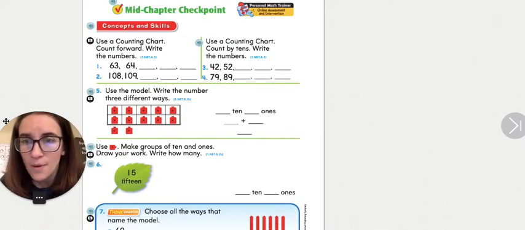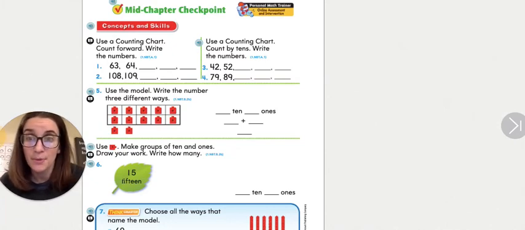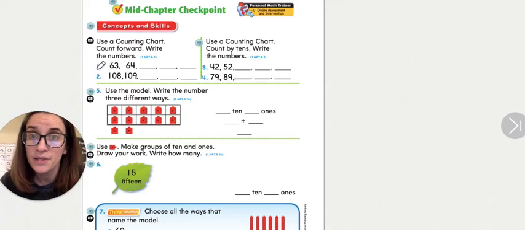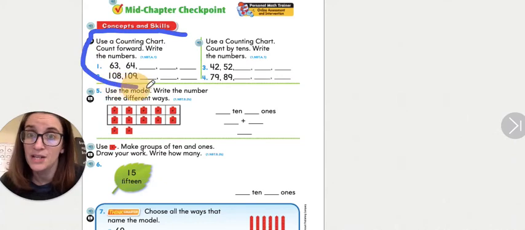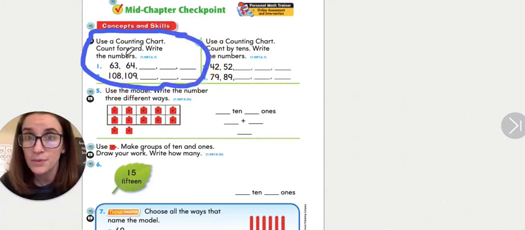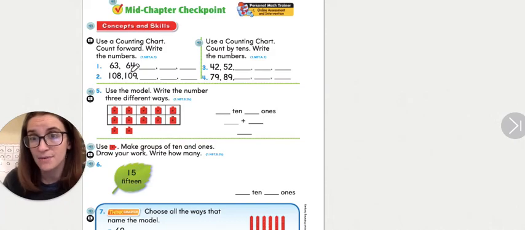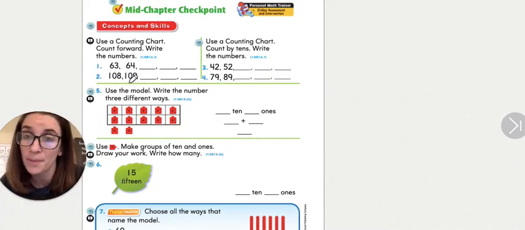And the last thing I wanted to talk to you about today is a checkpoint. It's a mid-chapter checkpoint, and that means that you're going to do this work on your own. Now, for numbers 1, 2, 3, and 4, especially over here, it says use a counting chart. Just pay attention to what it's asking you to count by. So this one's saying count forward, use the number. So it's saying 63, 64. Notice the pattern it's counting by. 108, 109. Go back to that helpful 120 bar chart a few pages earlier in your math workbook.